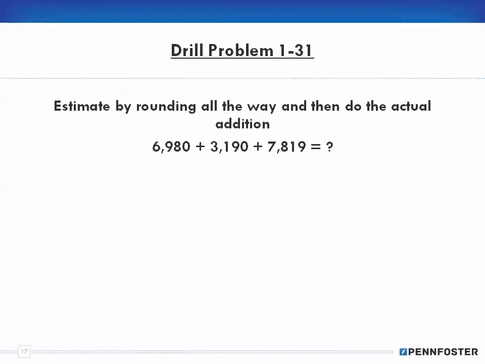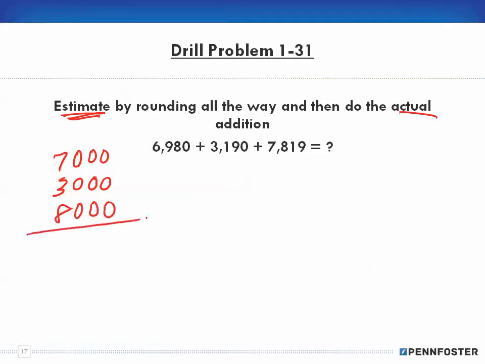Okay, 1-31. This one says estimate by rounding all the way and then do the actual addition. So we're going to estimate rounding all the way first. 6,980, we have 6,000 and we look at the hundreds. 9 is greater than 5, so we round up to 7,000. 3,190, our 1 is less than 5, so we round down to 3,000. 7,819, 8 is greater than 5, so we round up to 8,000. Add them up. 7 and 3 is 10, and 8 is 18. 18,000.